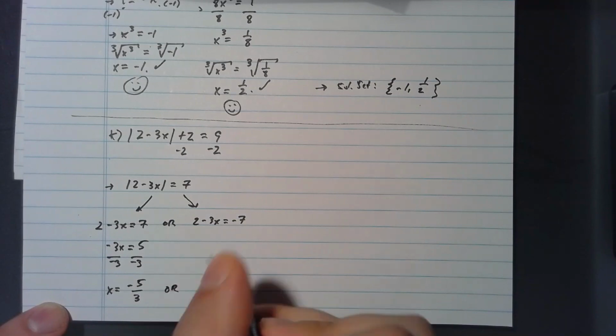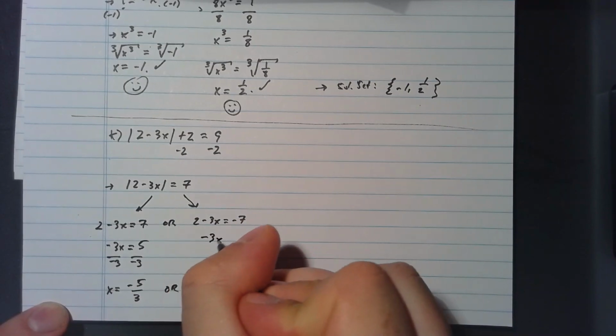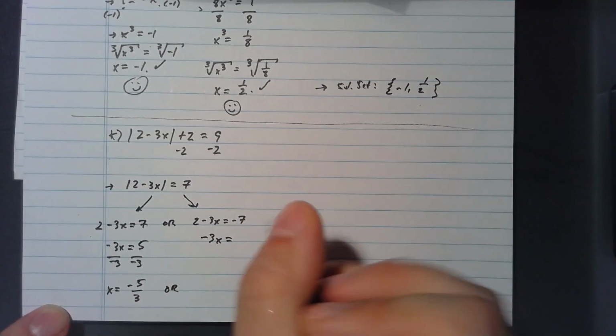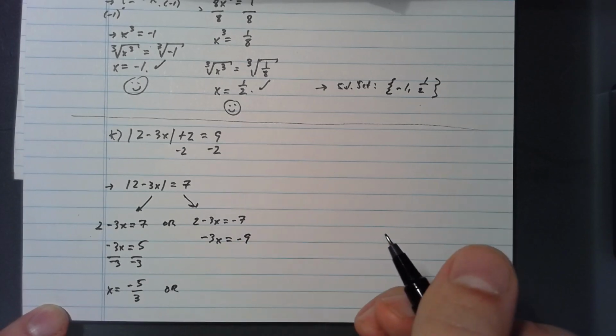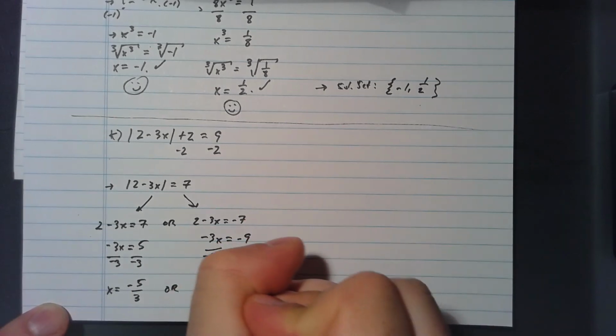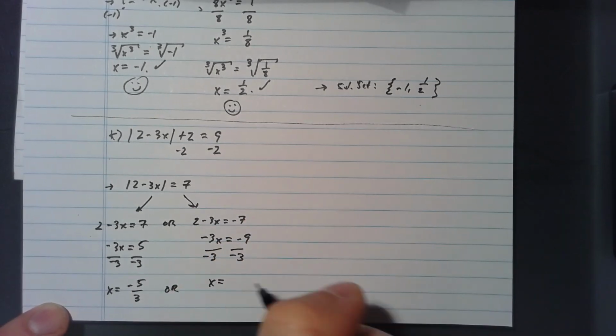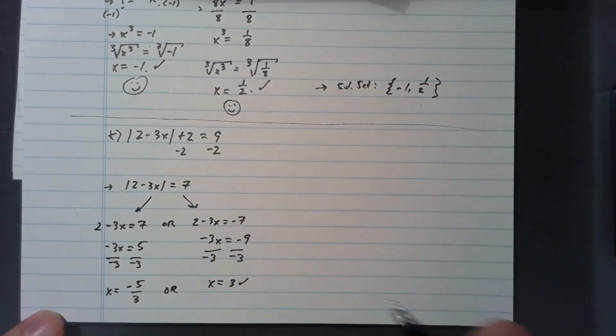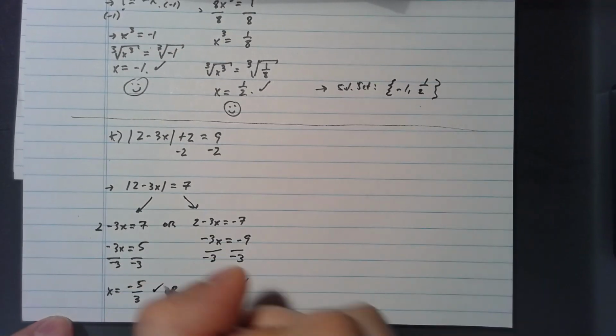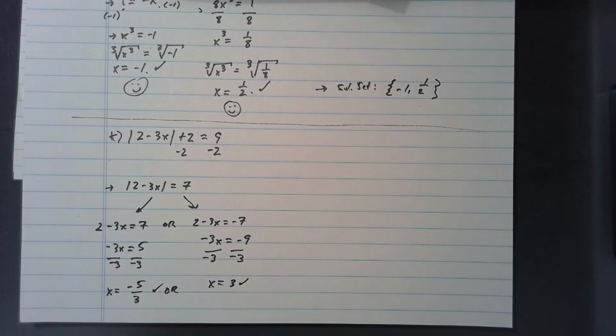Or subtract 2 from both sides. I'm going to get negative 9 on the right. Divide by negative 3. x equals positive 3 on the right. So check your solutions.